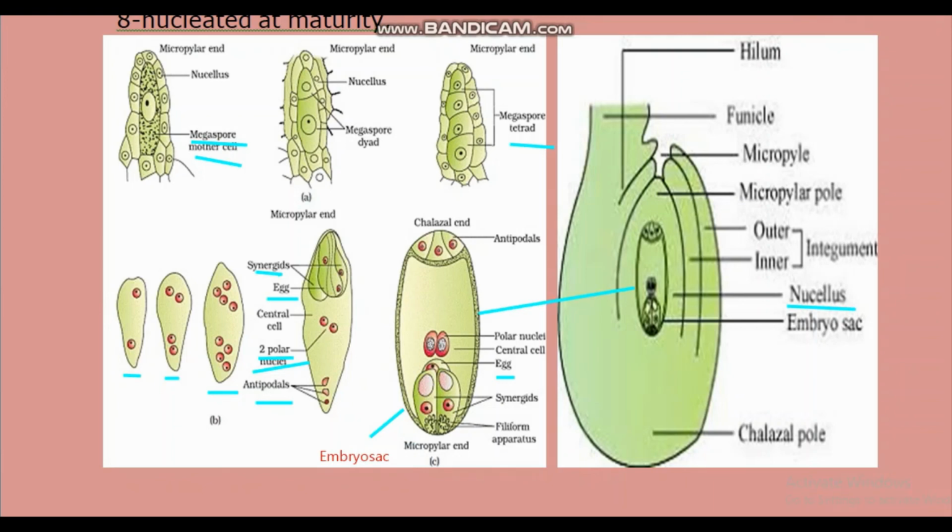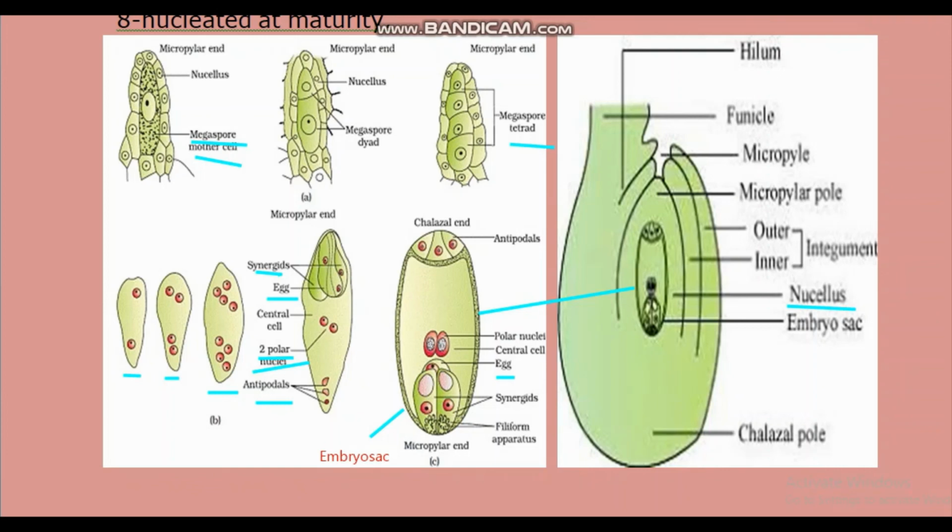Earlier it was the same cell, nucellus, now it is the ovule. So I told you one of the cells forms this embryo sac, and the rest of the nucellus cells just start to degenerate and provide nourishment to the developing embryo. So this is the story of the rest of the cells of the nucellus.